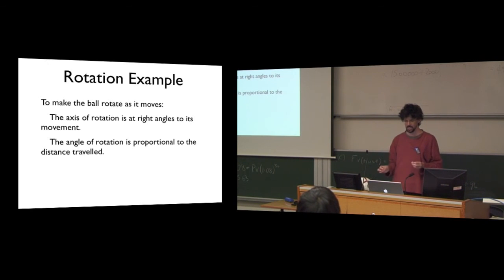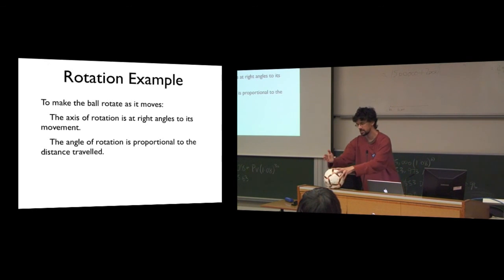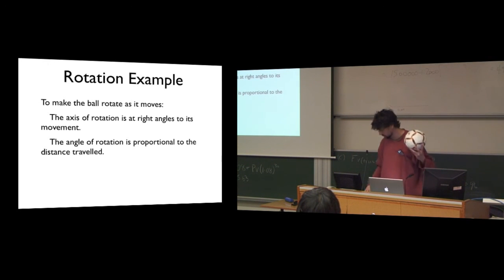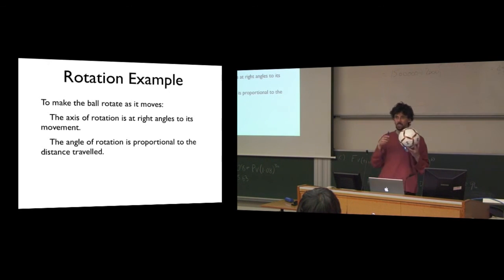The axis of the rotation, so if I'm going from here to there, the axis of the rotation is that way, right? The axis is, where's my pen? I've dropped it there. So the axis of the rotation is actually that way, because that's the point on the ball that isn't moving, that isn't rotating. The angle is then proportional to the distance travelled. So the further I move, the more it rotates.